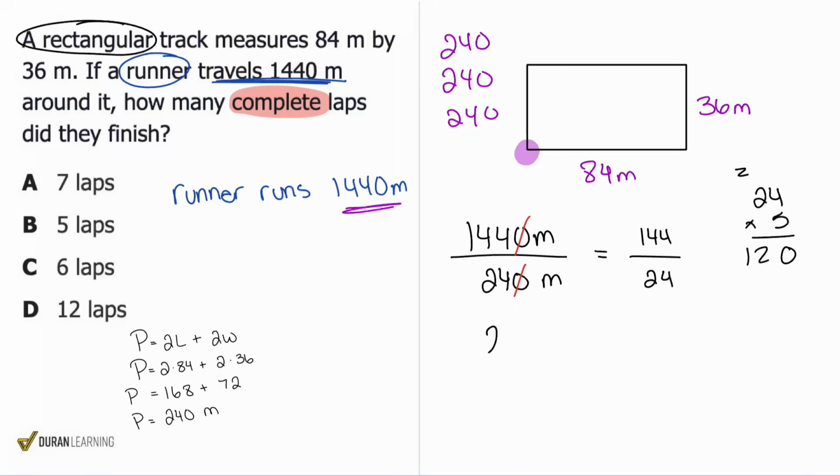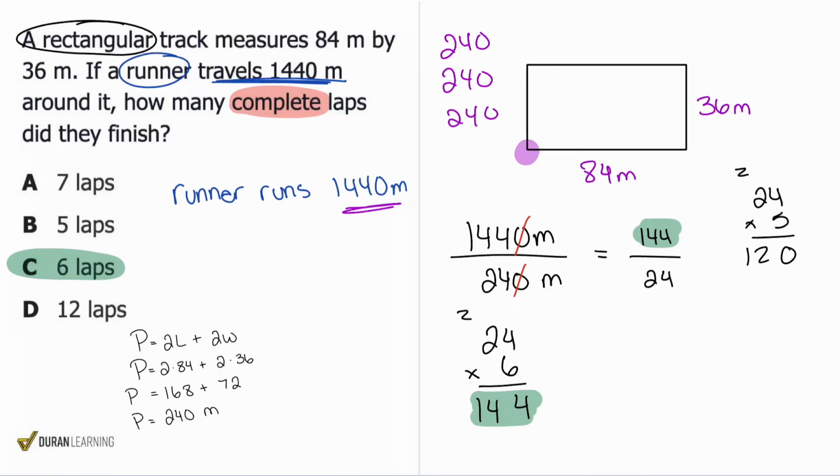We could do 24 times 6. 4 times 6, 24. 2 times 6, 12. Carry the 2. And look at that. The exact amount that we need, which means this runner ran 6 exact laps. 6 perfect laps. No overlap, no extra meters. It was an exact 6 laps.